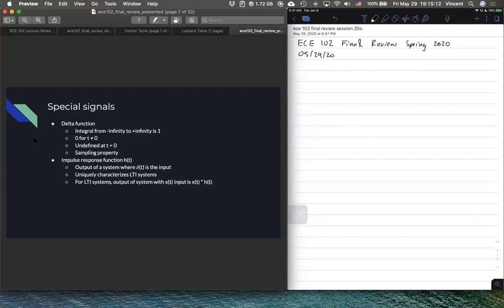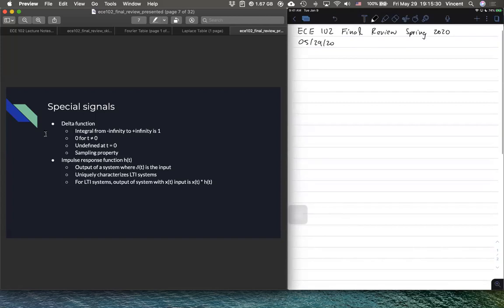So there's a couple of special signals that you learn in this class that are really useful. The first one is the delta function, or the Dirac delta. Important properties of that: by definition, the delta function is infinity at t equals 0, and it's 0 otherwise.